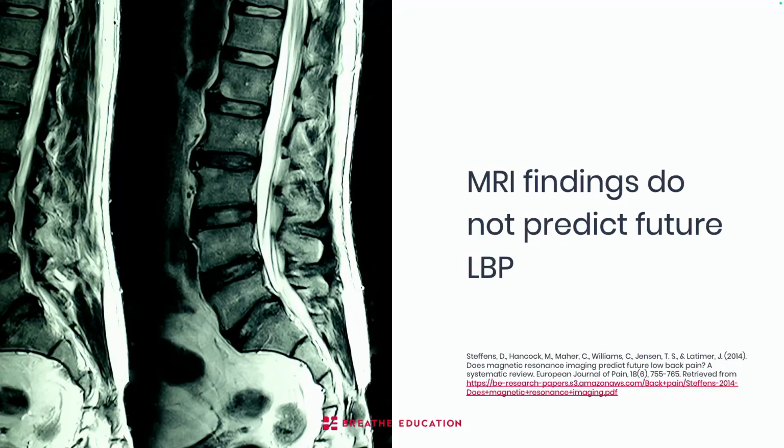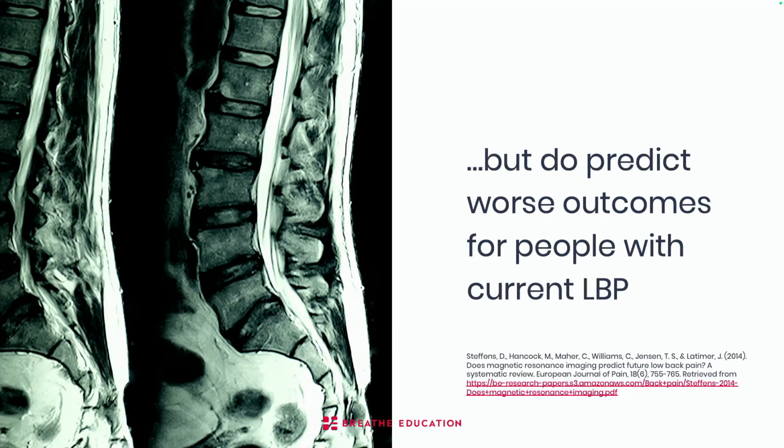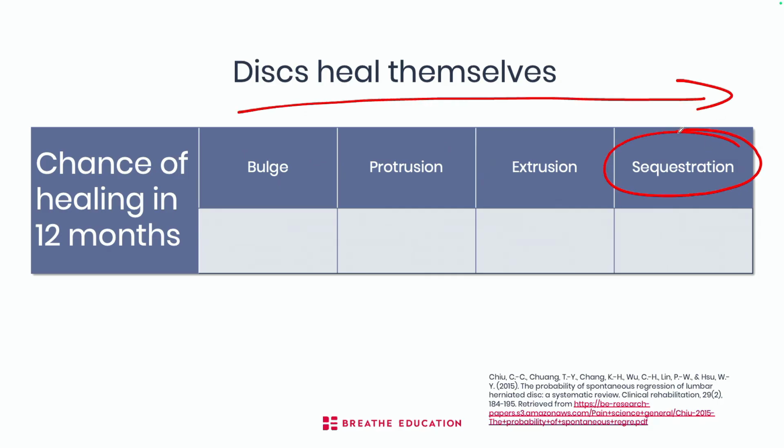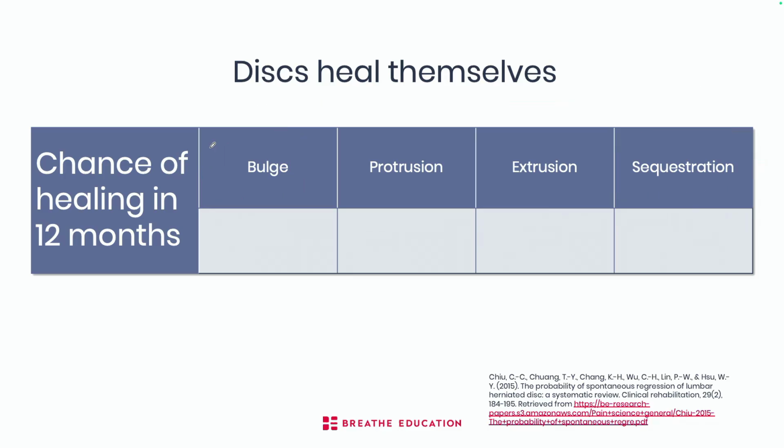And MRI findings do not predict future low back pain, but they do predict worse outcomes for people with current low back pain. Now, disc bulges heal, and there's different grades of disc bulge, and I think this is in the coursework. If it's not, I'm going to put it in there. What each of these things is. Okay, but these are essentially more severe. This is very severe, this is very mild, in terms of how serious it is.